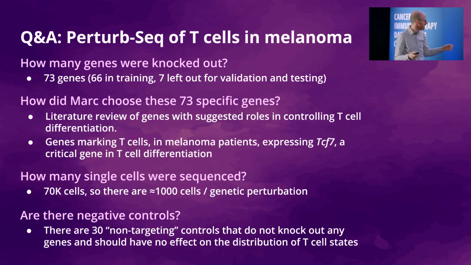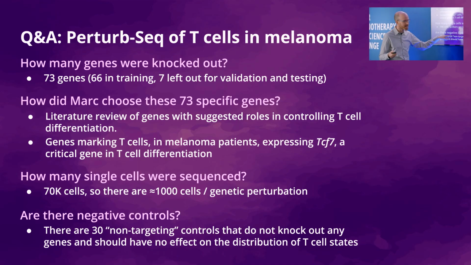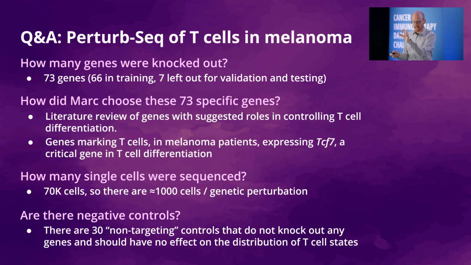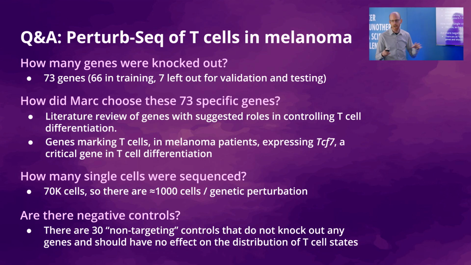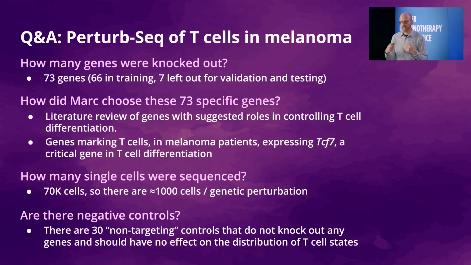And then finally, are there negative controls in this experiment? Are there perturbations that are not expected to have an effect? And actually, yes, there are. The experiment was carefully designed to have negative controls. So there are 30 what are called non-targeting controls, which are perturbations that are not actually going to make any cuts in the genome and affect any gene in the cell. And these just have no effect on the gene expression, no effect on the T cell states. And so this can give us a background sense of what unperturbed T cells would look like in the context of this melanoma model.